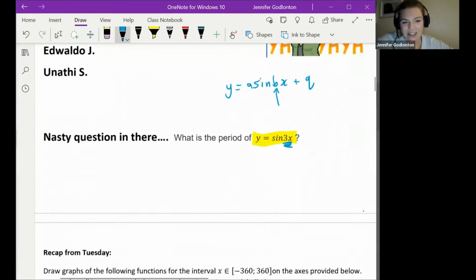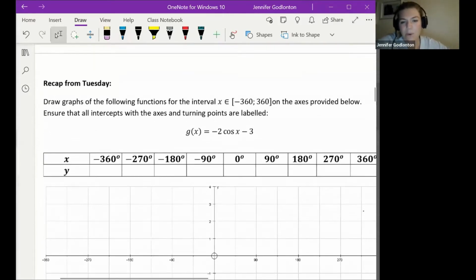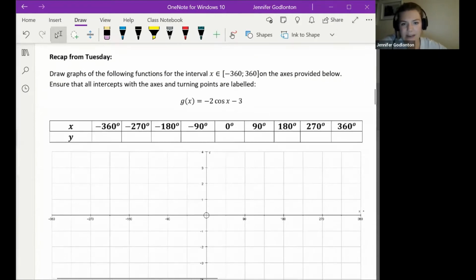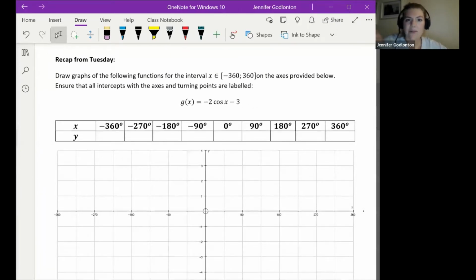Okay, let's have a look. So, quick recap from Tuesday: I would like for you all to draw the graph of g of x, which is equal to -2 cos x minus 3. Okay. So do it any way you feel comfortable, on your calculator or with a table.